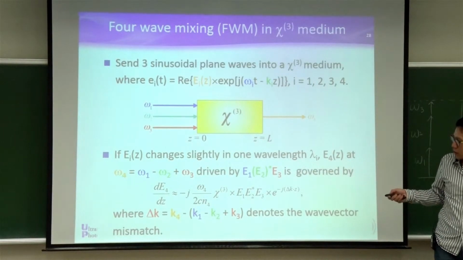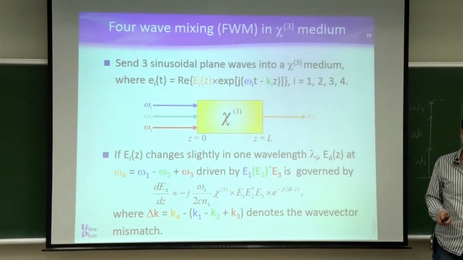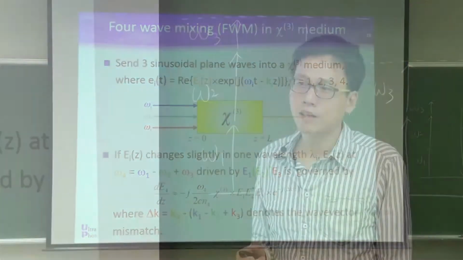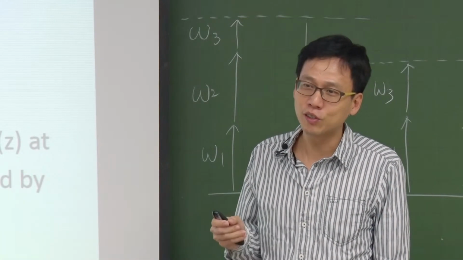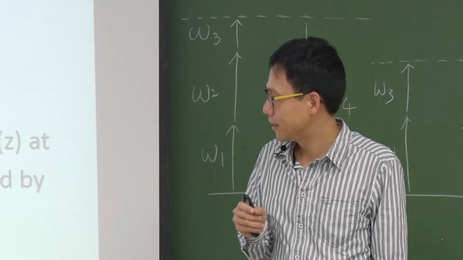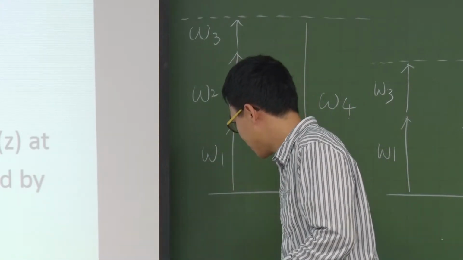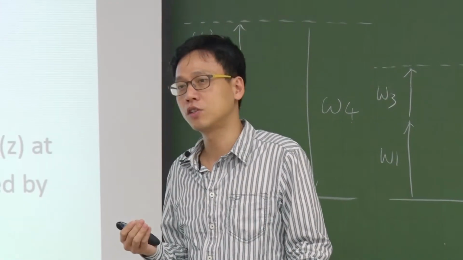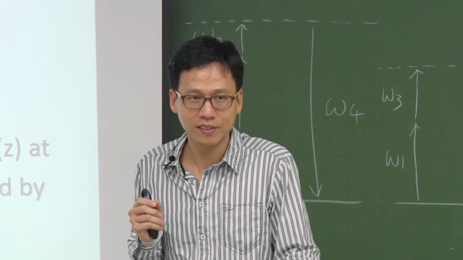But energy is automatically conserved. Momentum is not. That's why the delta K is not always 0. Actually, usually non-zero. You have to do something to make it 0. This is the so-called energy and momentum conservation in nonlinear optics.